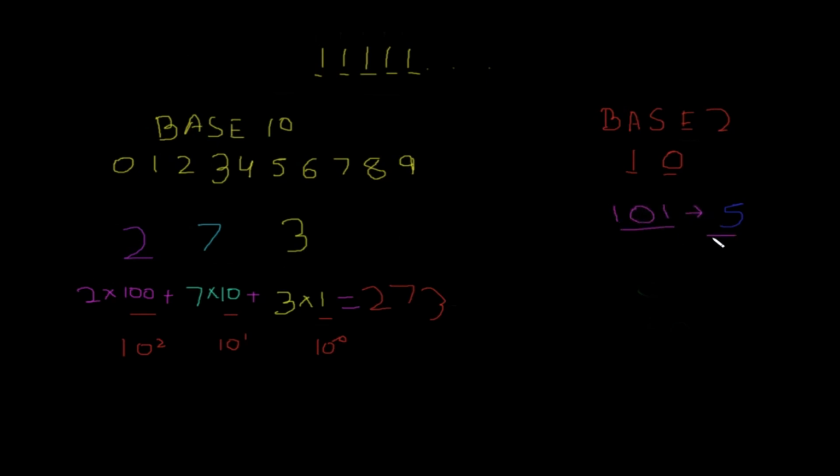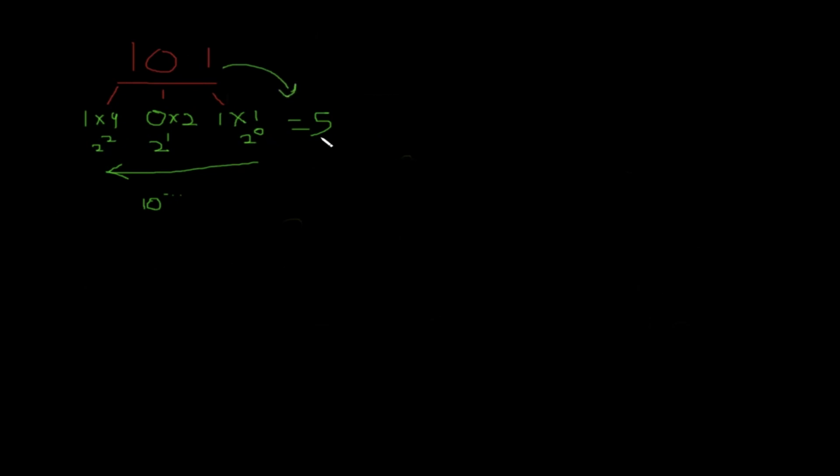Now how did we get this 1, 0, 1? Let's understand it. Each digit will represent a number of bundles. 1 represents 1 bundle of 1, which is 2 to the power 0. 0 represents 0 bundles of 2, which is 2 to the power 1. And 1 represents 1 bundle of 4, which is 2 to the power 2. This is just like bundles of 10s, where we have bundles of 10 to the power something. When we add all this, we get 5. So 101 represents 5.